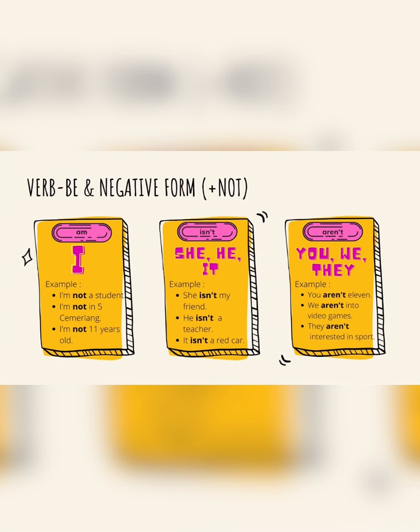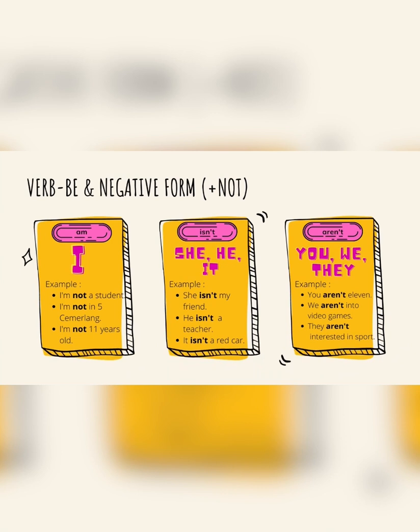Next is verb be and negative form. Negative form contains the word not. For example, I'm not a student. I'm not in 5 Cemerlang. I'm not 11 years old. Next, isn't. For example, she isn't my friend. He isn't a teacher. It isn't a red car.